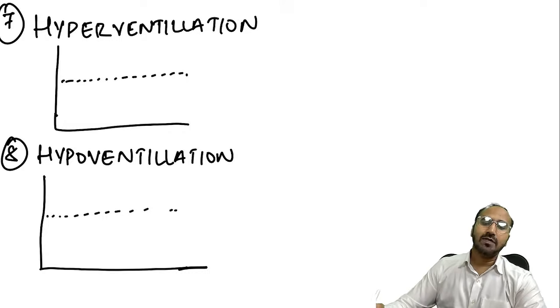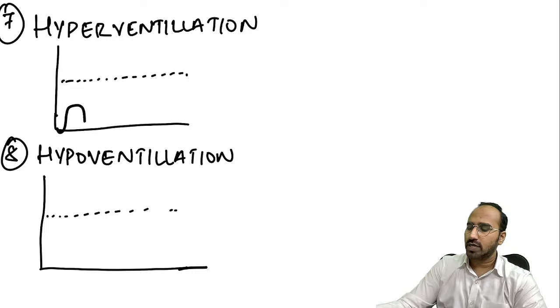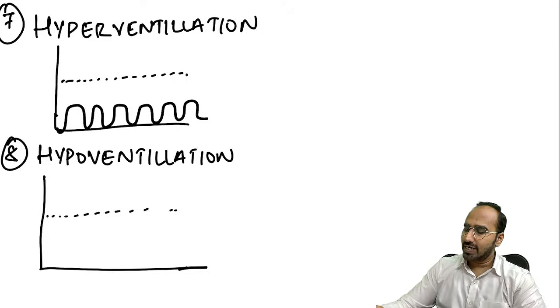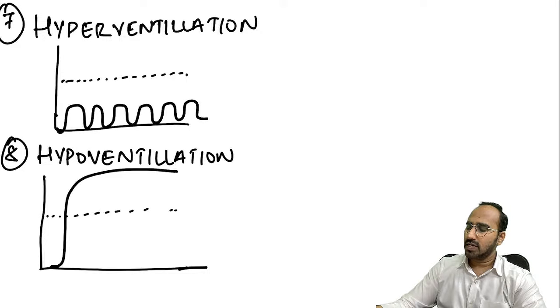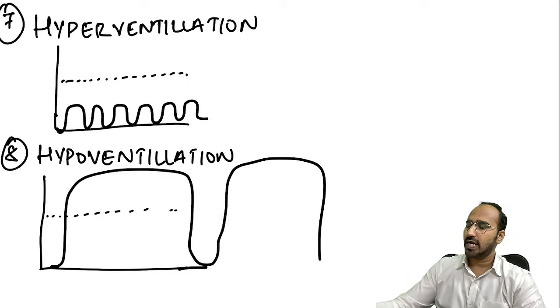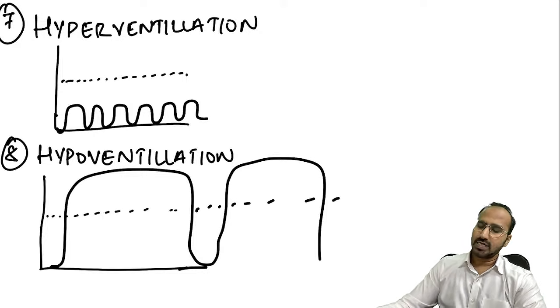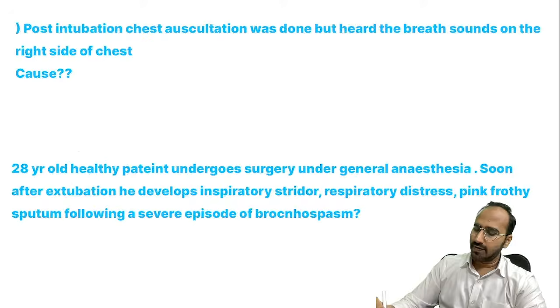Next, in hyperventilation, when you increase the respiratory rate, carbon dioxide gets washed off and you will see a capnograph like this. When you decrease the ventilation, then what will you see? In hypoventilation, you will see carbon dioxide slowly accumulating and the capnograph going like this. So, that is regarding hypo and hyperventilation capnography.